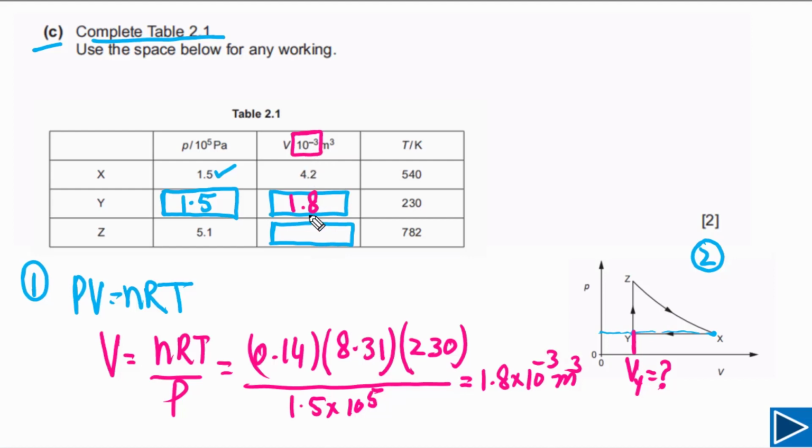Now we need to find out the value of V at Z. If you look at this one, from Y to Z, there is no change in volume. So volume stays constant, but P is increasing. So simply we can say Vy is equal to Vz. We can read this one simply from the diagram. So the value of V at Z is also equal to 1.8 times 10 to negative 3. And that is the answer. This question has 2 marks. If you have got the right value of the P, you will get 1 mark and this is the P mark. And if you have got these 2 values right, you will get the second P mark. So this is the second P mark.